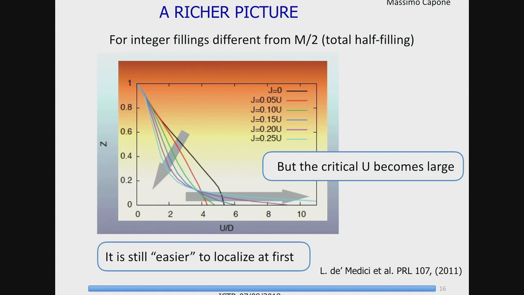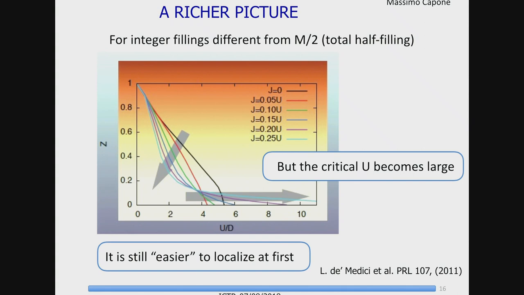So now black again is J equals zero, and the series of colors is the same. So you see that if I increase J, first, for small U's, I have the same physics. It's actually easier to localize. But then the system changes its mind, and you have this change of behavior. And you see, for example, for this value of J, Mott localization becomes very, very hard. So the critical U becomes much larger.